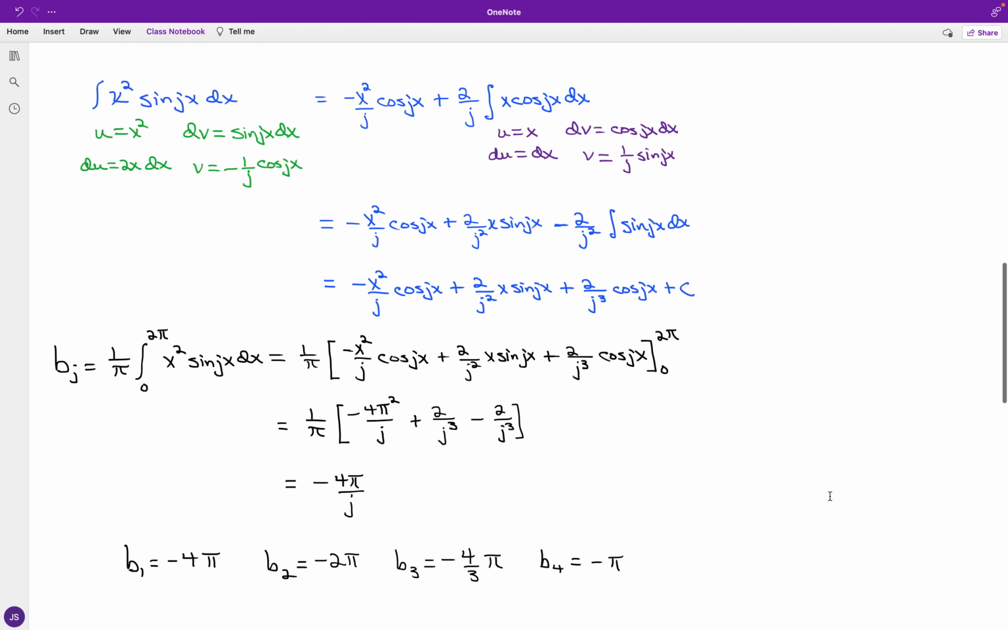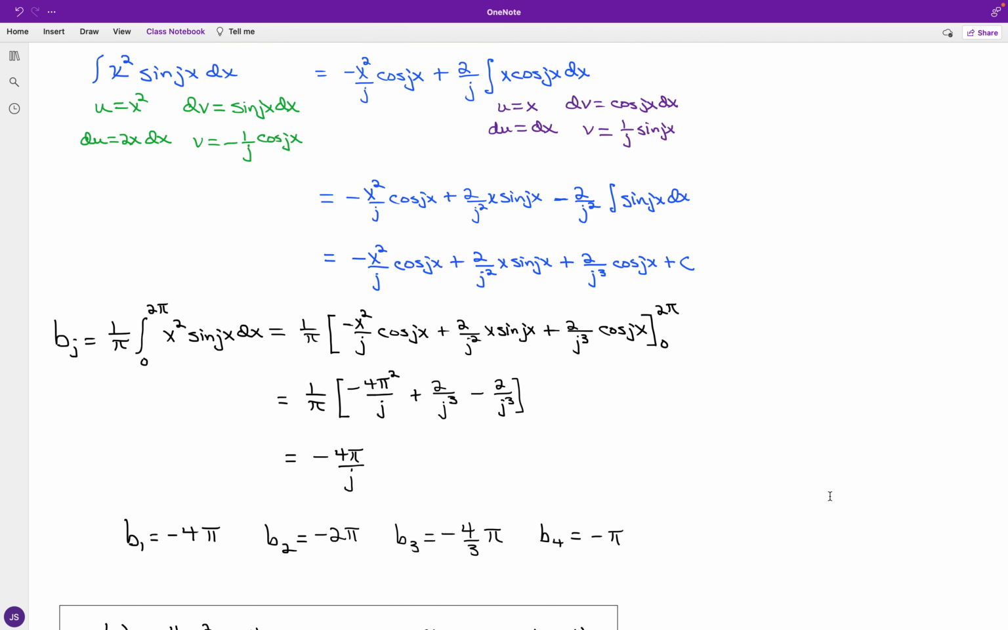For what we have in the case of b sub j, we have 1 over pi times the integral as x goes from 0 to 2 pi of x squared sine of jx dx. And so with the antiderivatives as x goes from 0 to 2 pi, from the formula we have 1 over pi. Again, at 2 pi and 0, our sine term will automatically go to 0. And for what we have left standing at 2 pi, we have negative x squared over j cosine of jx.